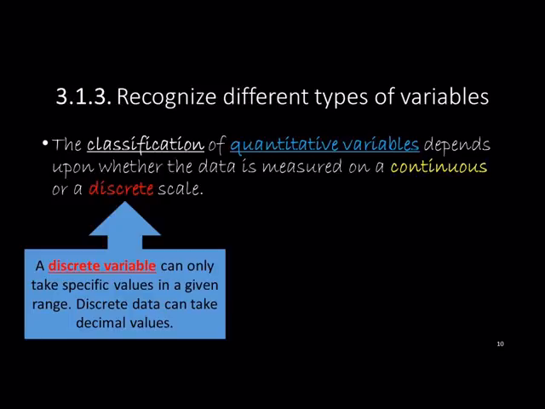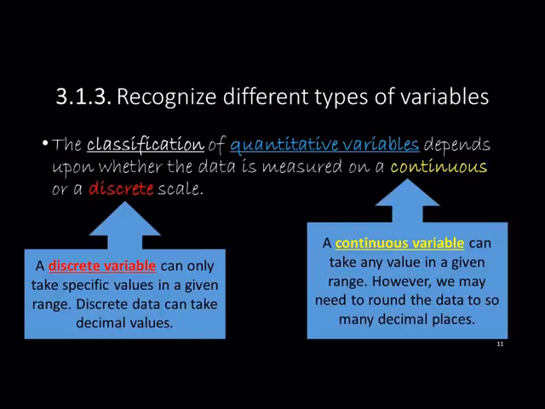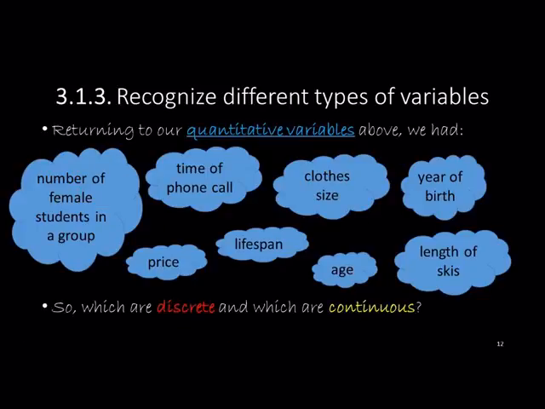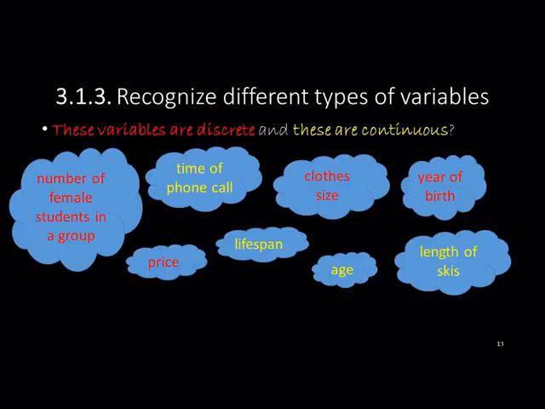Now, a discrete variable can only take specific values in a given range, but discrete data can take decimal values. A continuous variable can take any value in a given range. However, we may need to round the data to so many decimal places. So let's go back to our examples of quantitative variables, and let's decide which are discrete and which are continuous. The red writing is the discrete variables, and the yellow writing is the continuous variables.